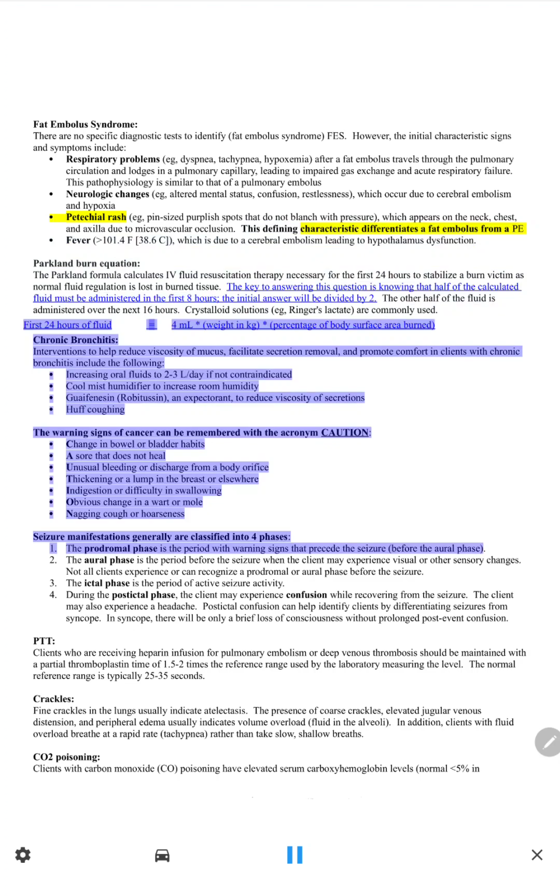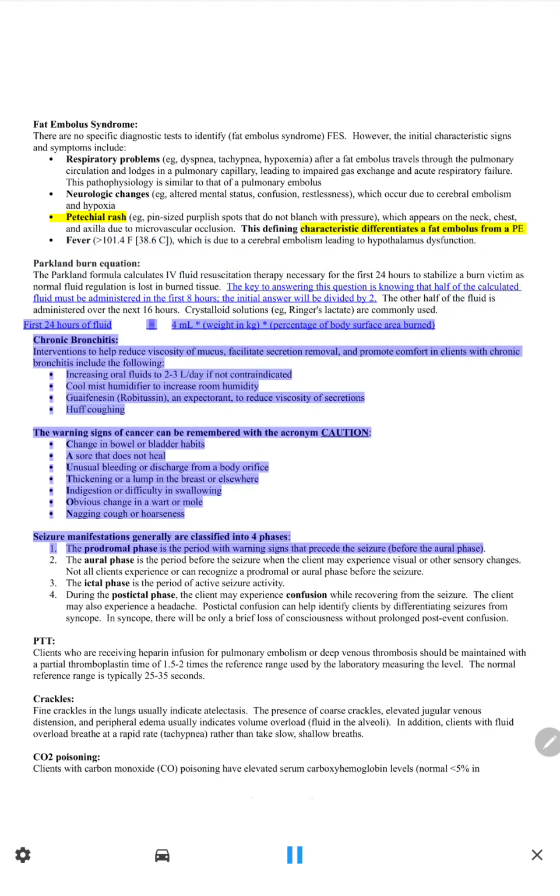The warning signs of cancer can be remembered with the acronym CAUTION. Change in bowel or bladder habits, a sore that does not heal, unusual bleeding or discharge from a body orifice, thickening or a lump in the breast or elsewhere, indigestion or difficulty in swallowing, obvious change in a wart or mole, nagging cough or hoarseness.